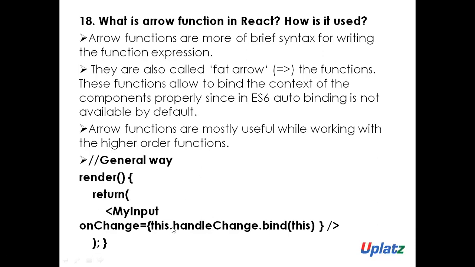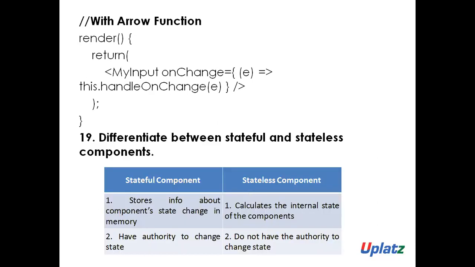So you can see this .handleChange.bind(this). This auto binding is not possible in ES6. We need to manually bind every time. So instead of binding that, you can use the arrow function like this.